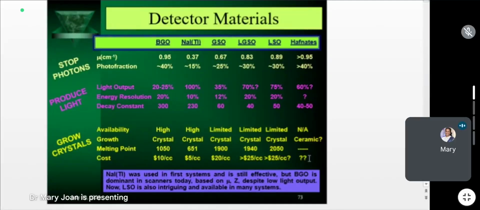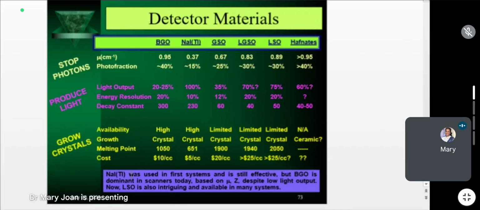So there are different detector materials which are commonly used, and their specific characteristics are tabulated over here. The sodium iodide thallium crystal was used in the first systems and is still effective. But BGO is dominant in PET scanners today. And sodium iodide thallium is still useful, used in gamma cameras, SPECT cameras basically.